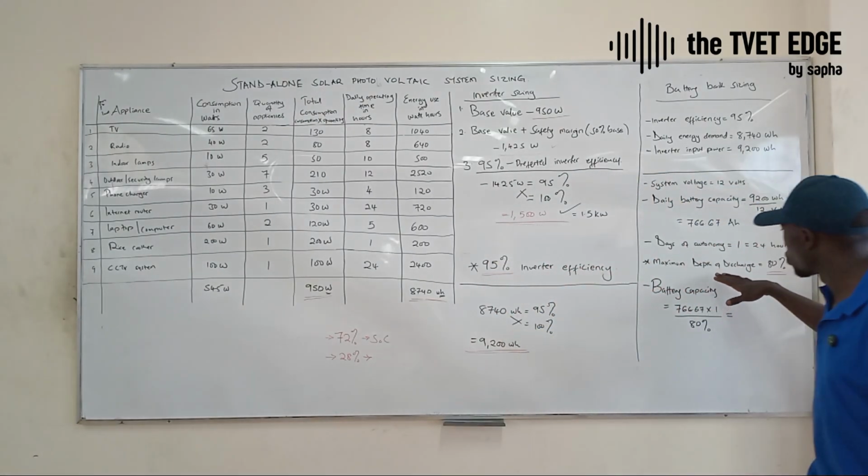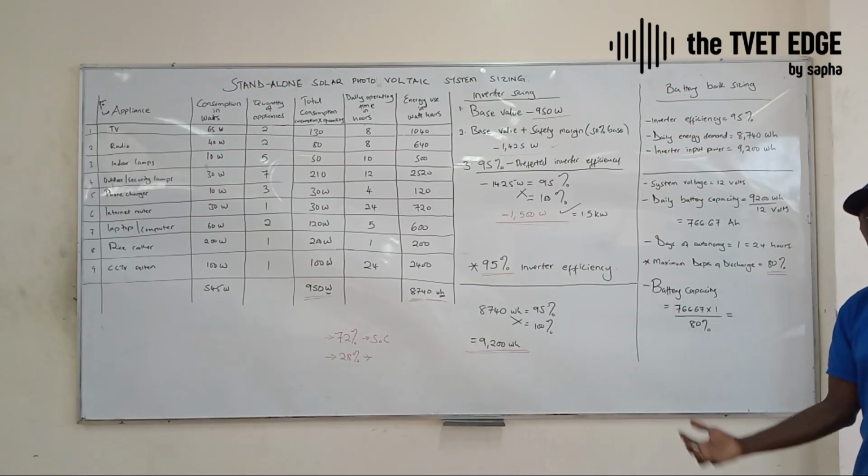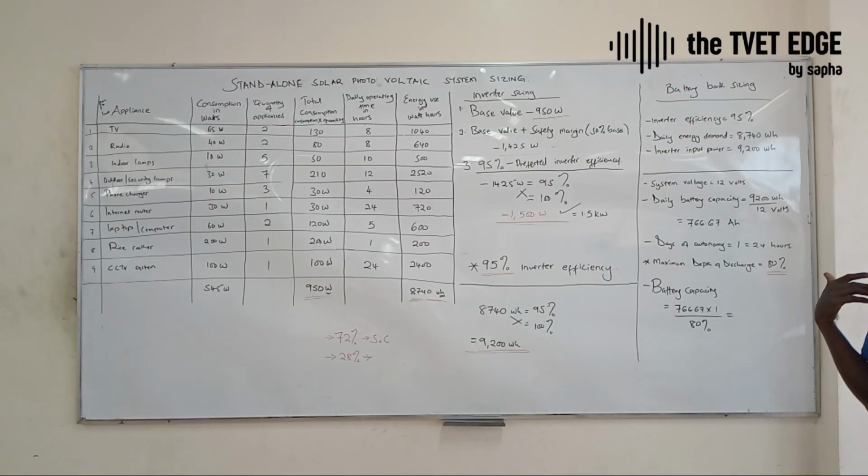So the days of autonomy, let's say the days of autonomy for our system is 1. We have agreed why we are doing it with 1. Maximum depth of discharge, we have agreed we are going with a very modern system that can allow us to drain it to 80%. That means it can allow us to take away 80% of the charge and leave 20% next morning for the sun to start recharging it. So that means the battery capacity will be equivalent to the daily battery capacity, this times 1.